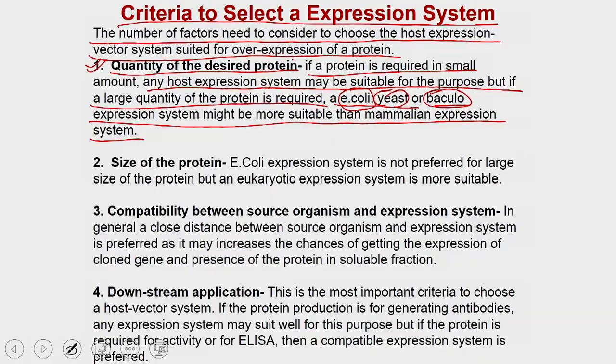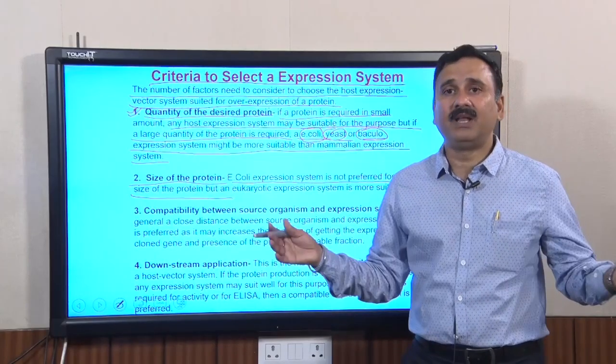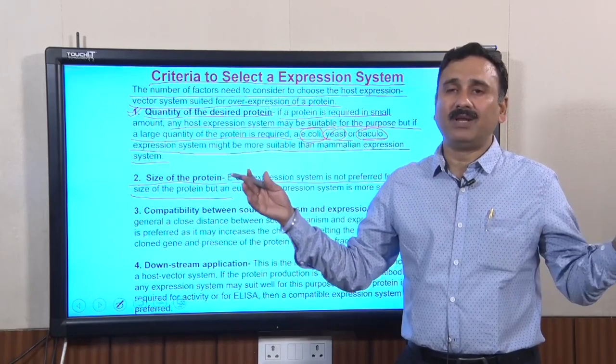Now, the second is the size of the protein. The E. coli expression system, or the prokaryotic expression system, is not preferred if the size of the protein is very large. For example, if you are interested in overexpressing a protein of 300 or 500 kilodaltons, which is a multimeric protein or multimeric protein complex.